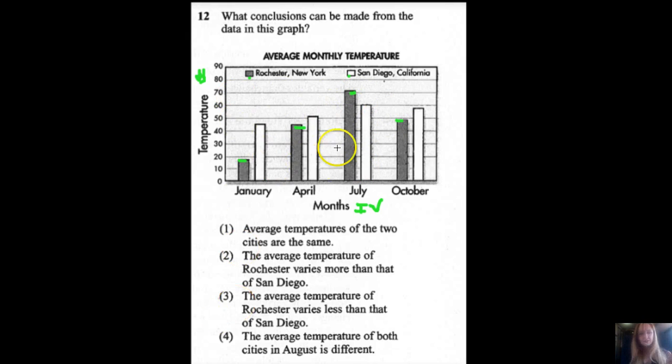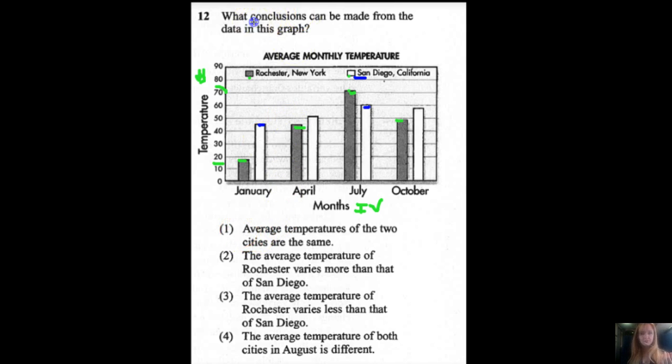When I also look at this, Rochester has a high of over 70 and a low below 20, whereas San Diego, let me look at San Diego's. San Diego's low is around 45 and its high is like 60. So I can tell you that Rochester goes up and down. Rochester has a big difference in its temperature. It has a lot of variation. I think I'm ready to look at the answers now.